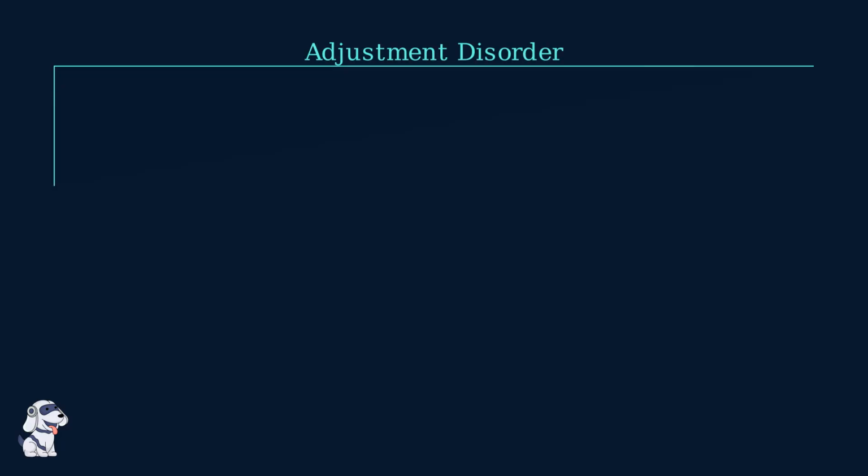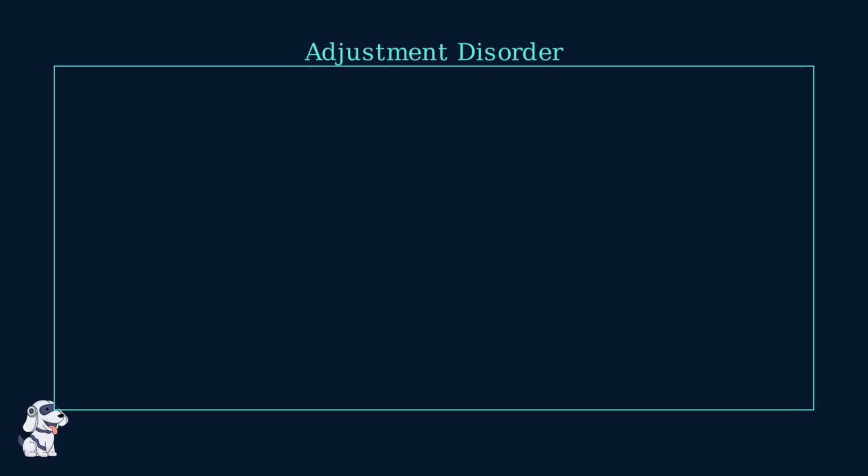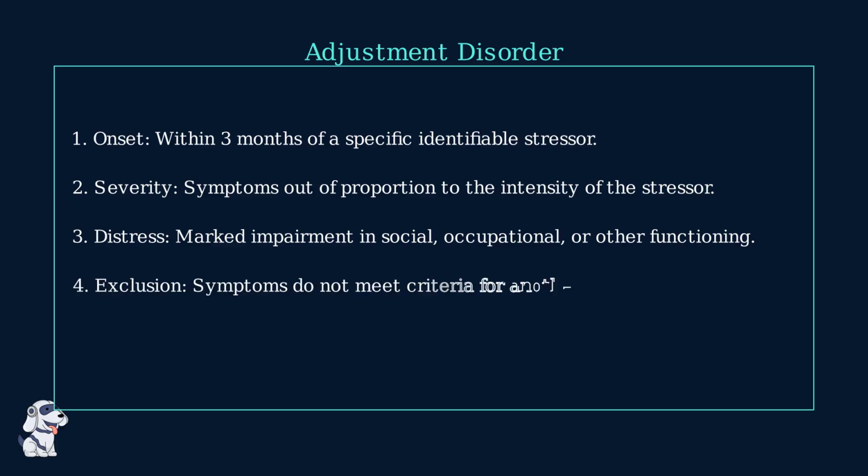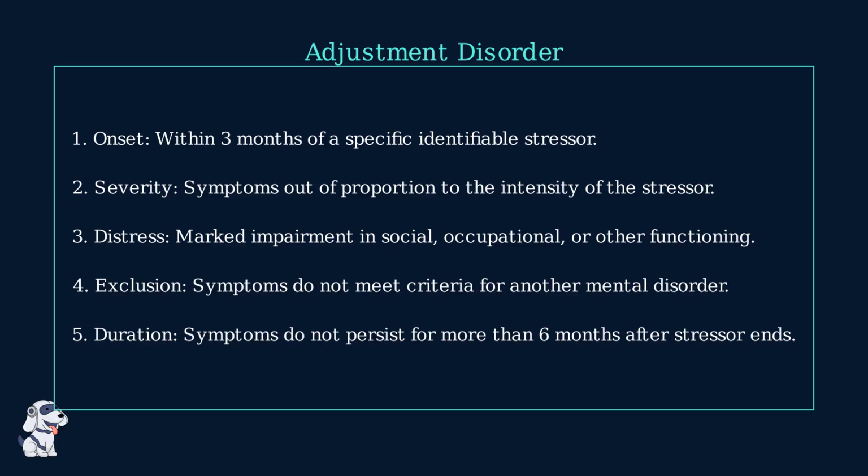Adjustment disorder is characterized by an emotional or behavioral response to an identifiable stressor occurring within 3 months of that stressor's onset. The symptoms are significantly out of proportion to the intensity of the stressor, and they lead to marked impairment in daily functioning. Crucially, these symptoms must not be better explained by another mental health disorder, and they typically do not persist for more than 6 months after the stressor or its consequences have terminated.